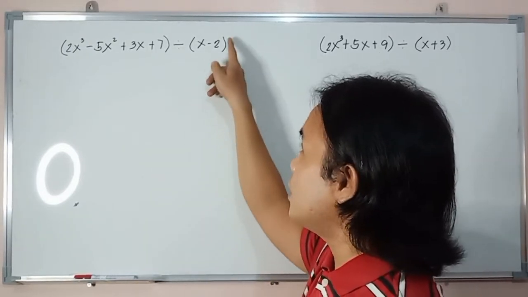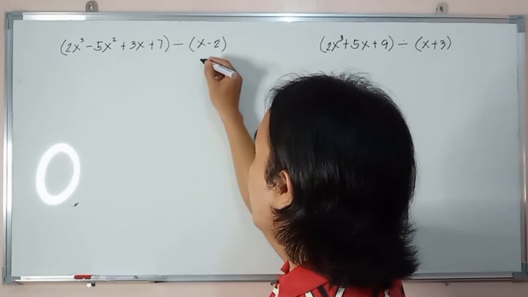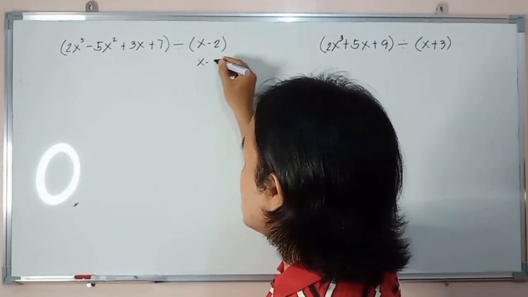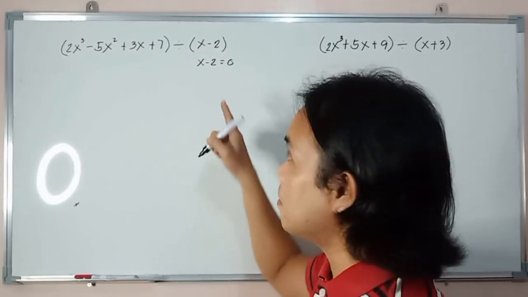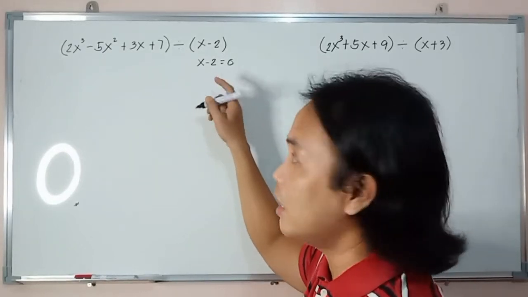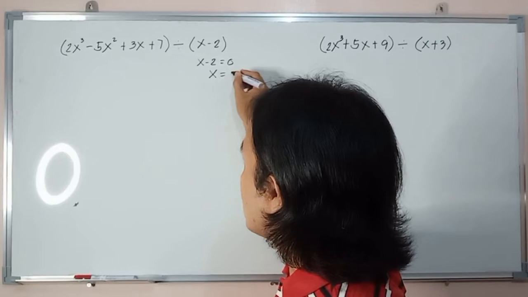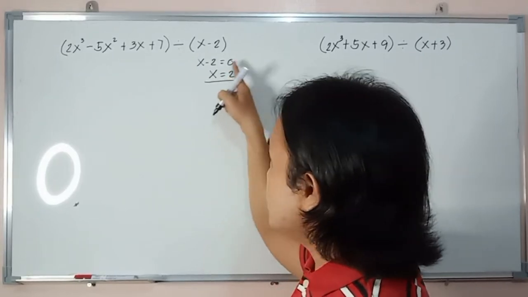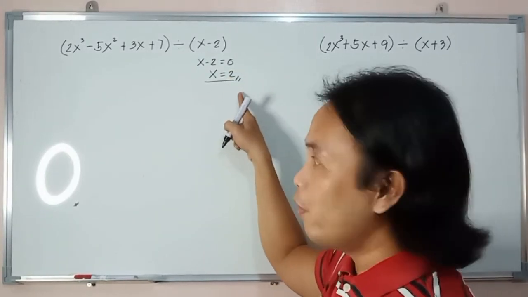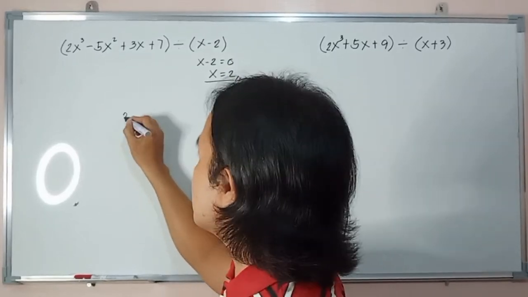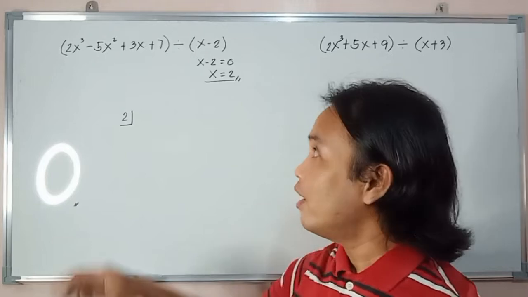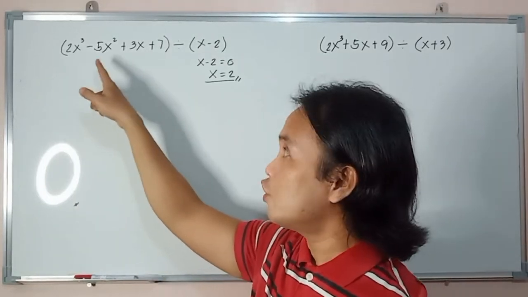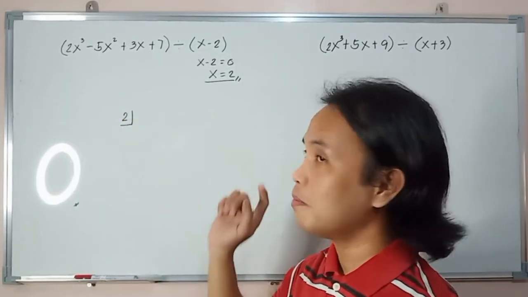Since this is our divisor, x minus 2, we equate it to 0, that is x minus 2 equals 0, and we solve for x by using the addition property of equality, so this becomes x equals 2. Since x is equal to 2, we will write 2 like this. Then afterwards, we have this polynomial 2x cubed minus 5x squared plus 3x plus 7.